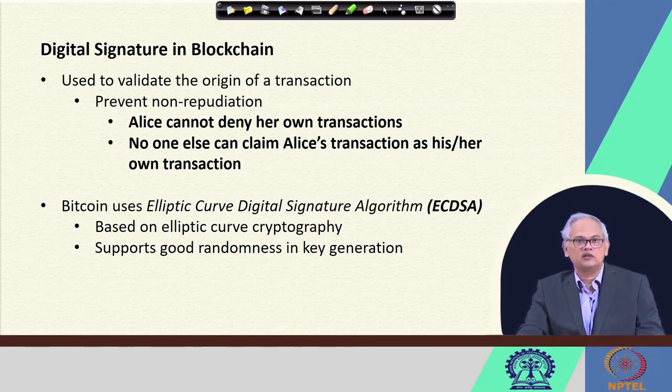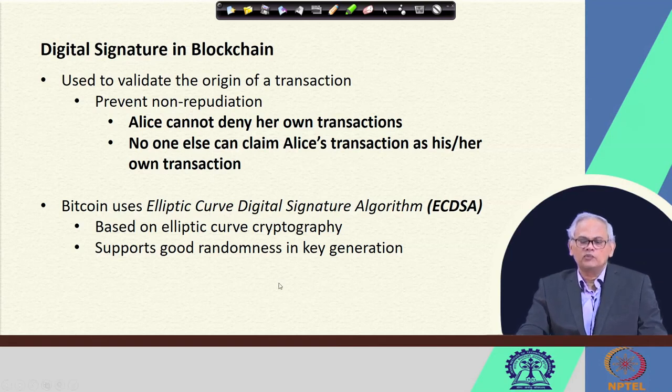That is the property, or the reason why we want to make use of digital signatures in a blockchain, and also no one else can claim Alice's transaction as his or her own transaction. So, if a transaction has been made by Alice, Carol cannot say that she made the transaction, because this digital signature cannot be validated using Carol's public key.